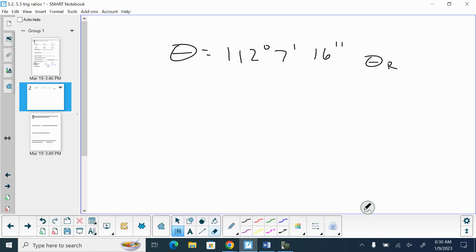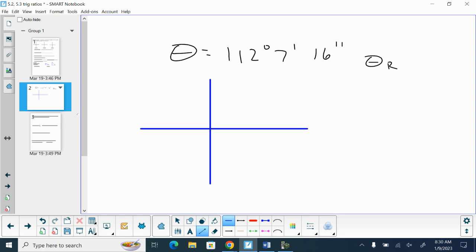So you have 112 degrees, 7 minutes, 16 seconds, and you want to determine what your theta reference is. By definition, theta reference is the angle formed by the x-axis and the terminal side of an angle. Well, first off, we need to get a picture down here. We have to throw in a quadrant.